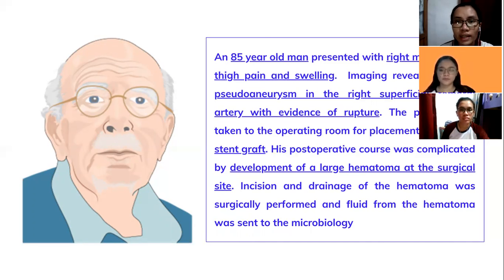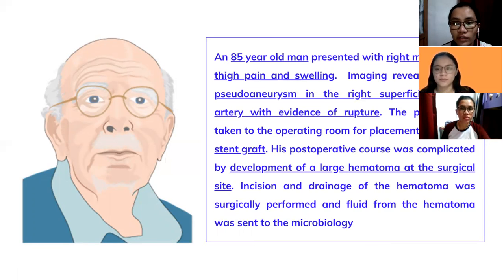The patient was taken to the operating room for placement of a Gore-Tex stent graft, a procedure used for persons with aneurysm and pseudoaneurysm. In this case study, his post-operative course was complicated by development of a large hematoma at the surgical site. A stent graft is a tube made of a thin metal mesh, which is the stent, covered with a thin polyester fabric, which is the graft.